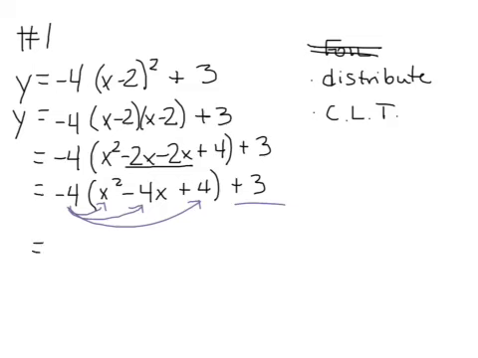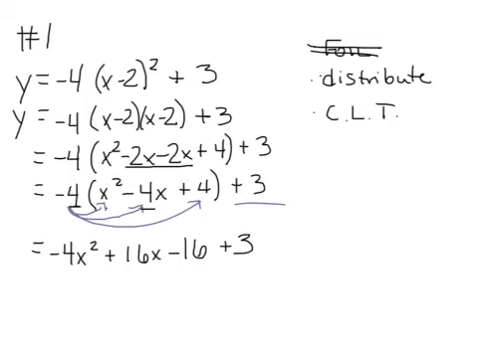So then we multiply. -4 times x squared gives us -4x squared. -4 times -4x gives us positive 16x. -4 times +4 gives us -16. And then of course we have this +3 on the end.